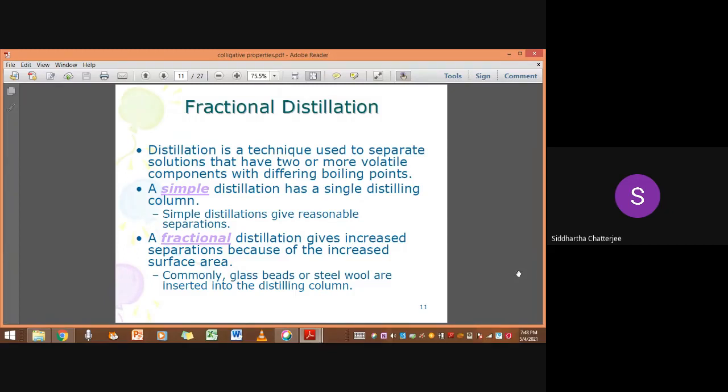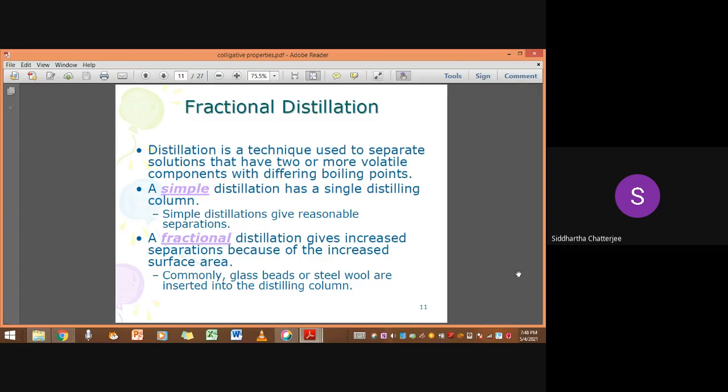As you know, distillation is a technique used to separate solutions that have 2 or more volatile components with different boiling points. A simple distillation has a single distillation column. Simple distillation gives reasonable separation, whereas the fractional distillation gives increased separation because of the increased surface area.